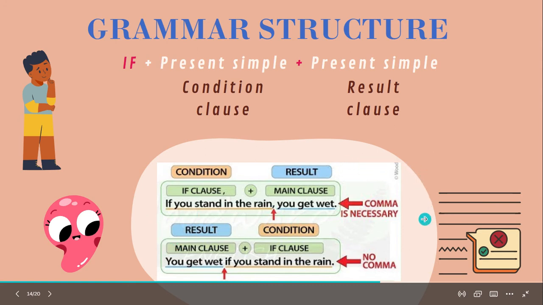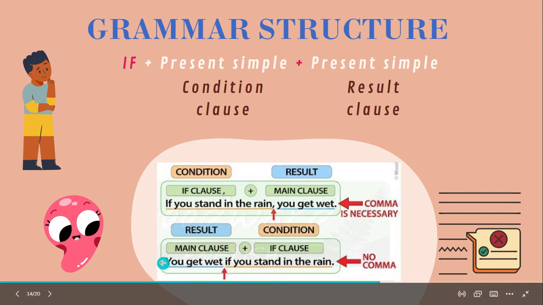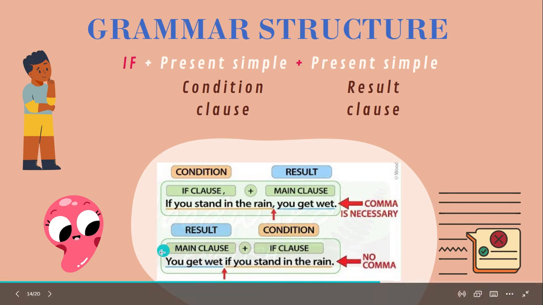And now, for example, the rule that I was talking about before regarding the order. You can change the order from the main clause. So now we have, you get wet, that is the main clause. And the condition, or the if clause, is, if you stand in the rain. As you can see here, if you use the if clause first, you need to use a comma between the if clause and the main clause. And if you change the order and use the main clause first, you don't need to use a comma.